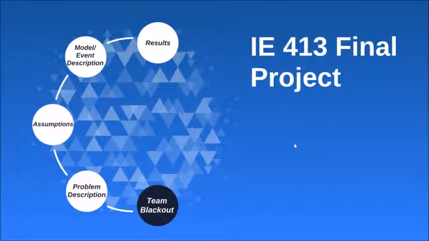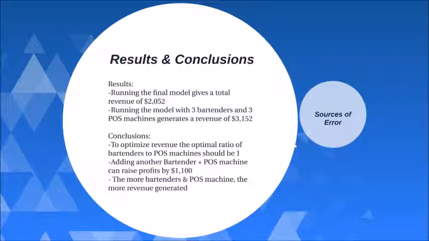Now we will discuss results. Running our final model for 3,000 time units in Sigma, we found that the revenue generated was about $2,052, which we found corresponds to the actual revenue figures provided by Owen, a manager of Joe's.